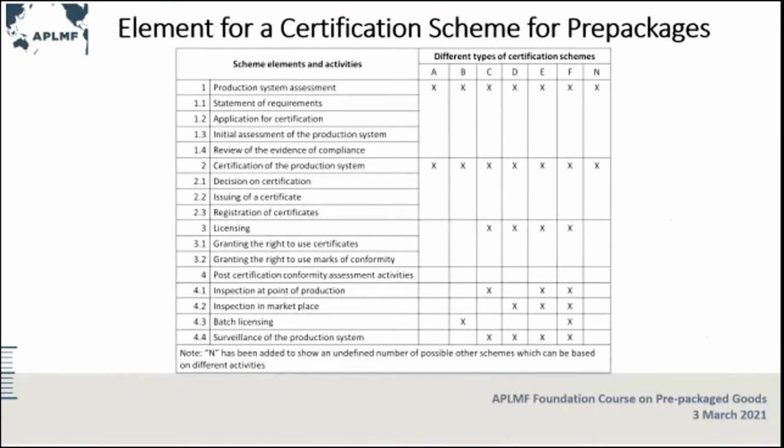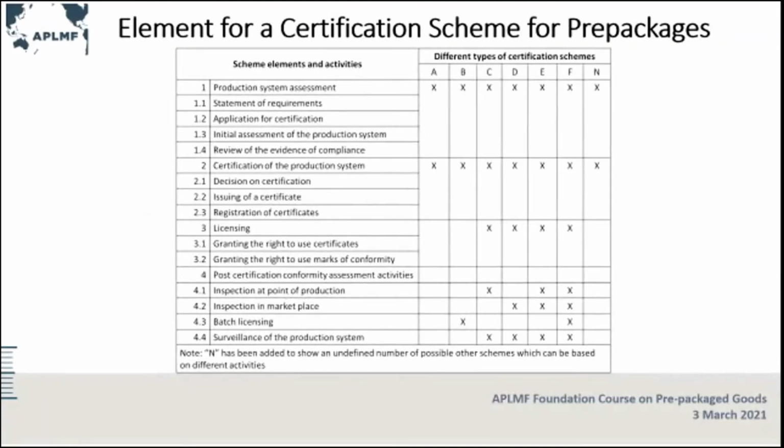There are many schemes for the certification of the prepackage that OIML already made in the guideline. There's at least six schemes. The last one is only an added scheme that might show the undefined number of possible other schemes. So if there's different things, there will be another one in this element. So we can say there's scheme A, scheme B, scheme C, scheme D, and E and F. So there are different types of certification scheme that are already described in the OIML Guide 21. So we will discuss one by one.